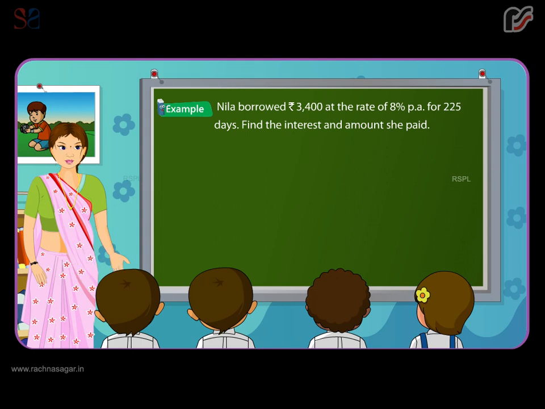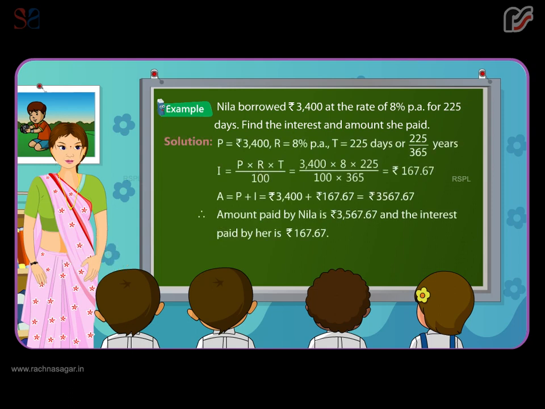Example, Neela borrowed 3,400 rupees at the rate of 8% per annum for 225 days. Find the interest and amount she paid. Solution. P is equal to 3,400 rupees. R is equal to 8% per annum. T is equal to 225 days or 225 upon 365 years.